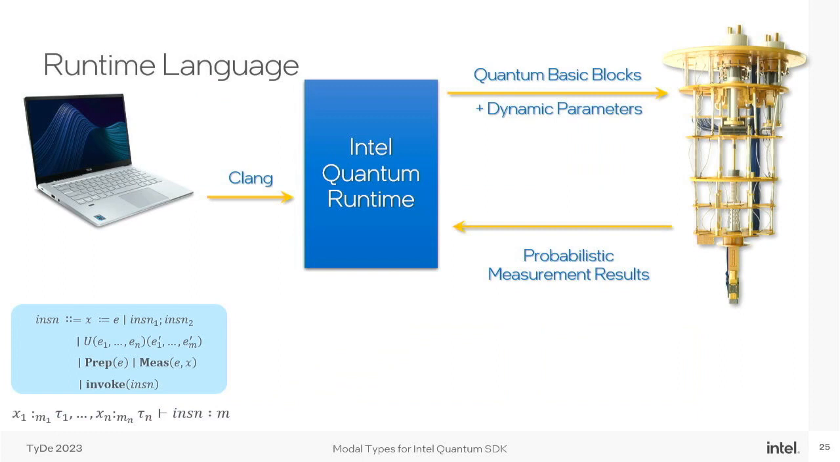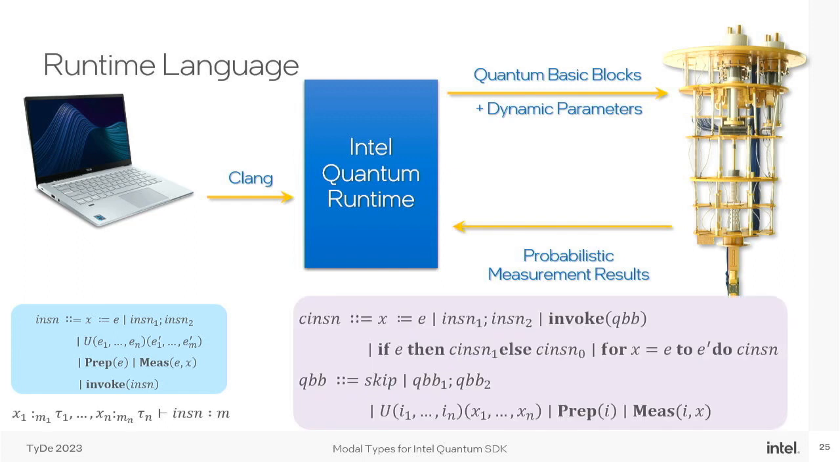So with that in place, we can talk about the compilation from this sort of high-level language into a lower-level runtime language. And this runtime language is much more strictly separating the classical instructions that are executed on the classical device from the quantum basic blocks that are actually executed on the quantum device. So we go from the intuitive separation between classical and quantum runtime to the actual physical separation between classical and quantum runtime.